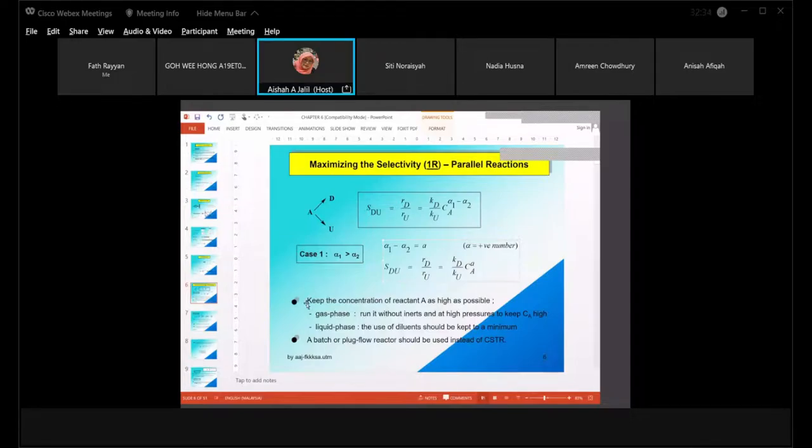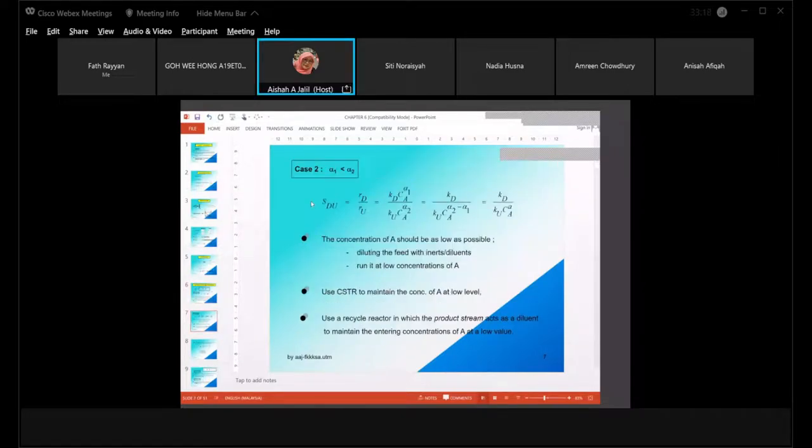And then other than concentration and also pressure, what we can adjust is we can choose the type of reactor, okay. So just remember, if you want this reactant at high concentration, you have to use the batch or plug flow reactor, okay, instead of CSTR. Next, you will use CSTR for the lower. For the high concentration, use batch or plug flow reactor. Okay, we will go to case 2.